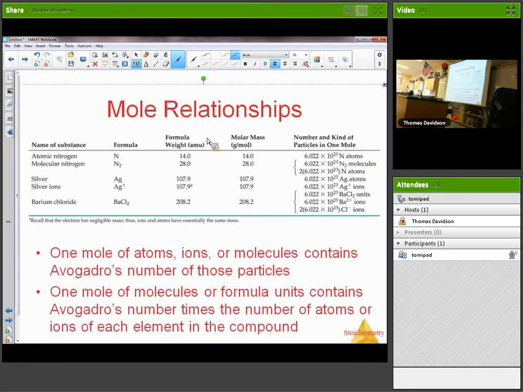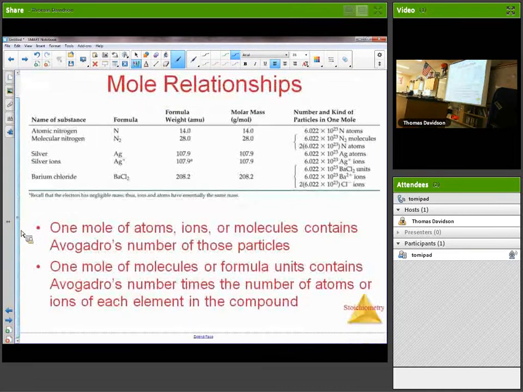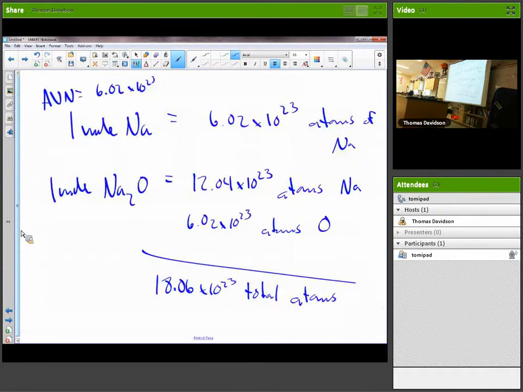Okay, mole relationships. I'll put this in English after we read it. It says that 1 mole of atoms, ions, or molecules contains Avogadro's number of those particles. 1 mole of molecules or formula units contains Avogadro's number times the number of atoms or ions of each element in the compound. What this is saying is that 1 mole of sodium contains that many atoms of sodium. 1 mole of sodium oxide contains 2 moles, or 2 times Avogadro's number, of atoms of Na, and that many atoms of O.